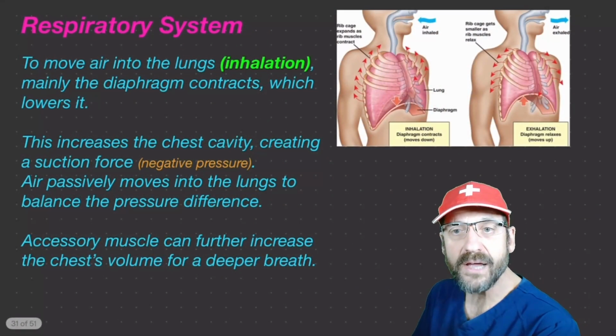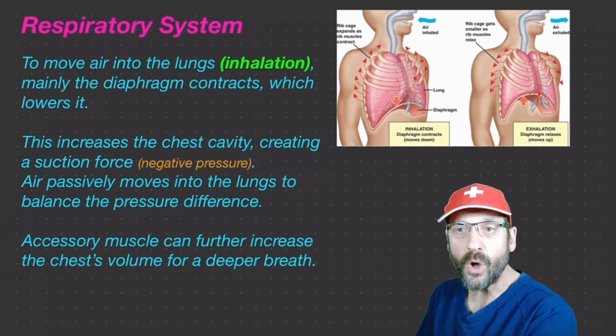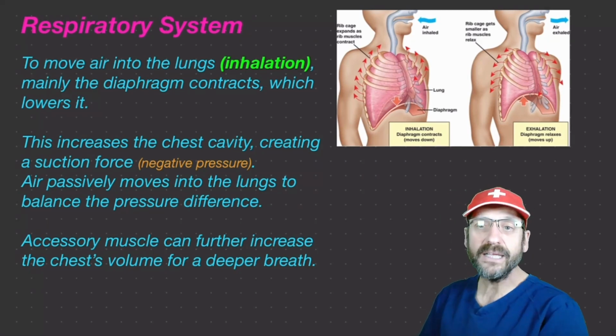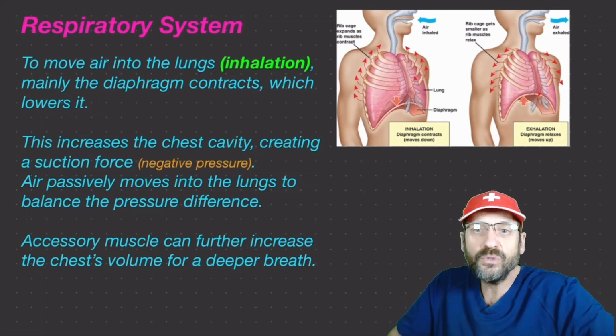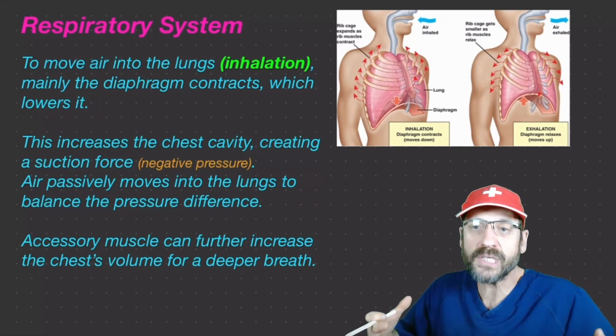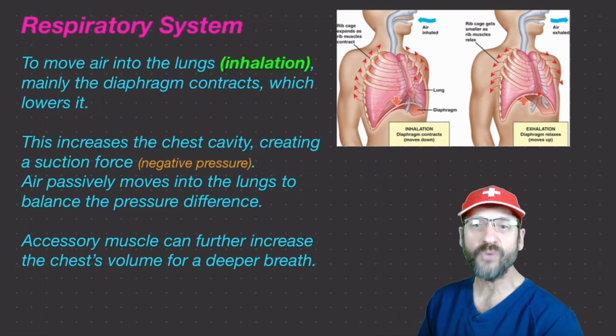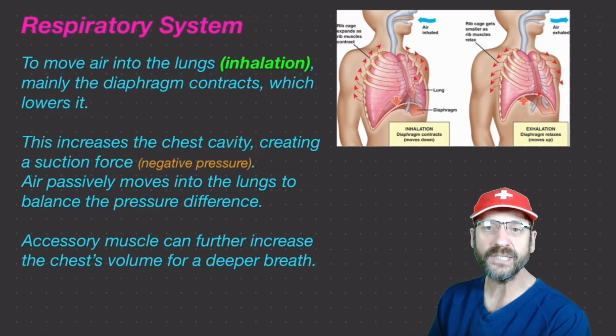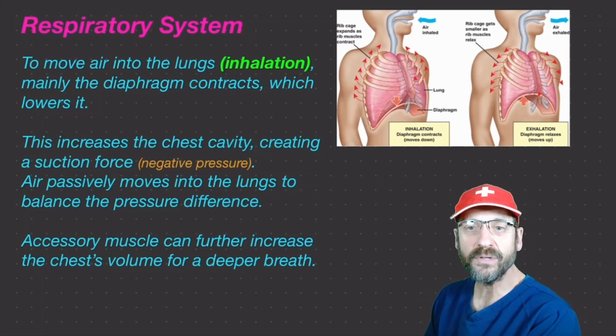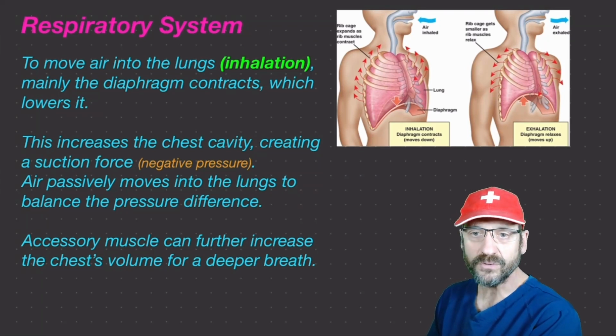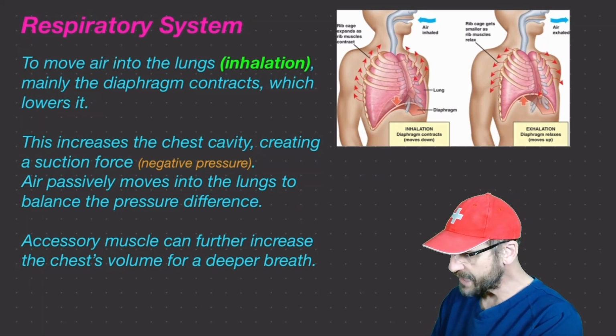To move air into the lungs, which we call inhalation, mainly the diaphragm contracts and pushes downward, lowering it, and then this increases the chest cavity, creating a suction force, which is a negative pressure. And then air passively moves into the lungs to balance out that pressure difference. And we can see that right here.